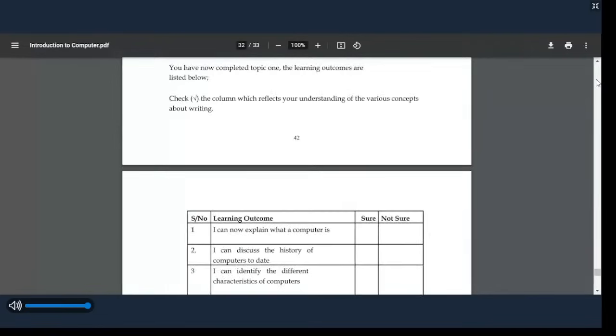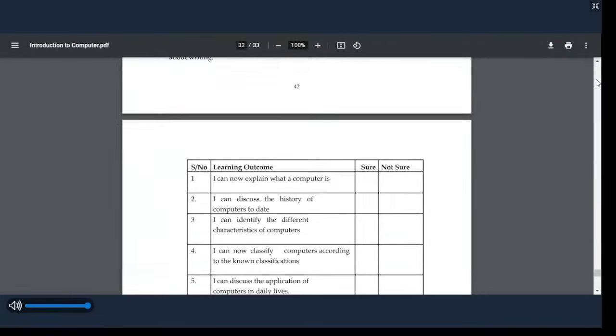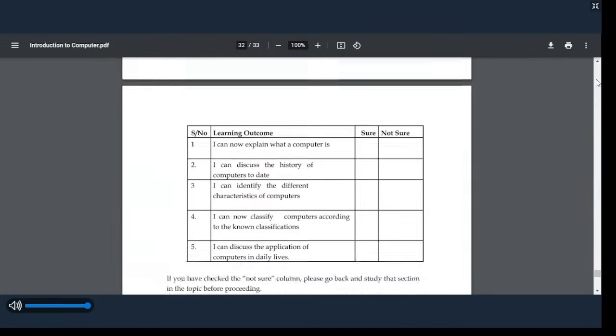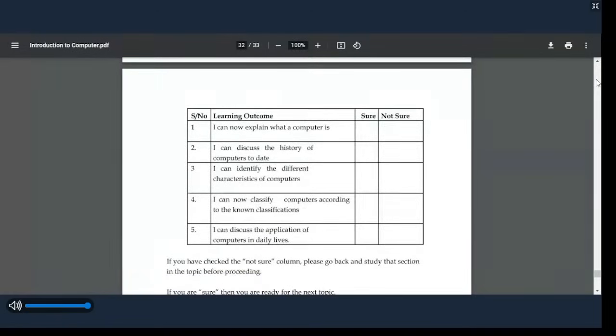Then you also can look at those books, and if you're not sure, you will repeat and read the notes. For example, ask yourself, can you now explain what a computer is? Can you discuss the history of computer to date? Can you identify the different categories of computers? Can you classify computers according to the known classifications? That's according to size, according to generations, according to functionality, according to the purpose. So it's important for you to know all that.